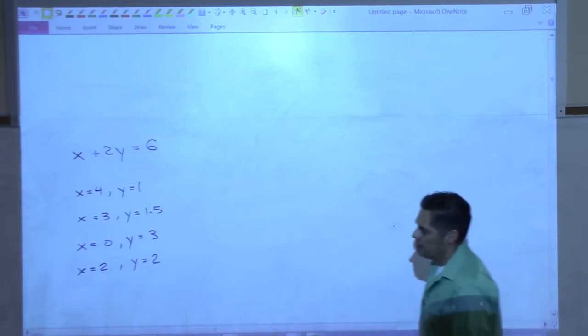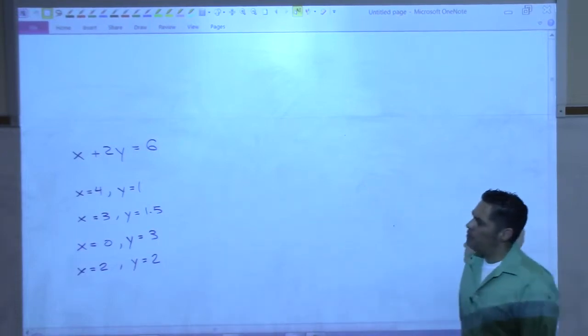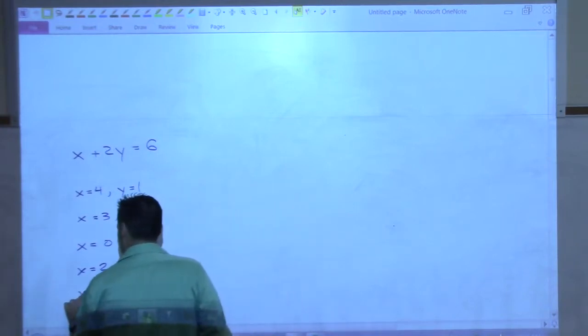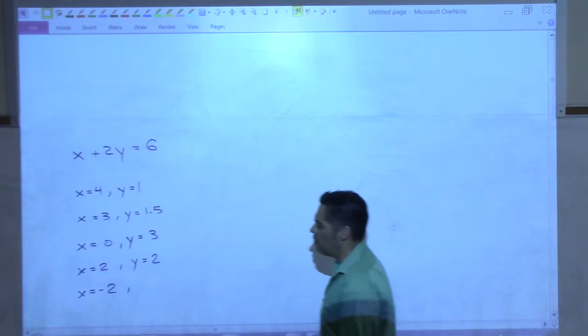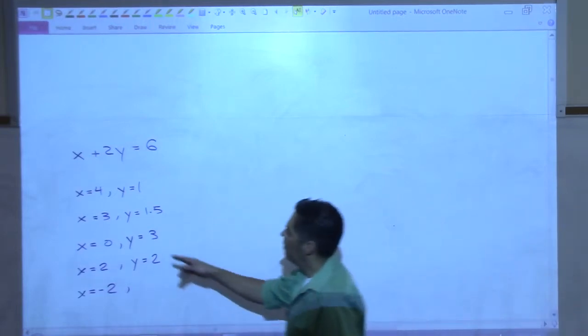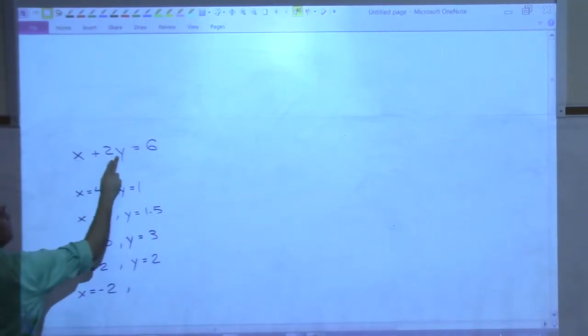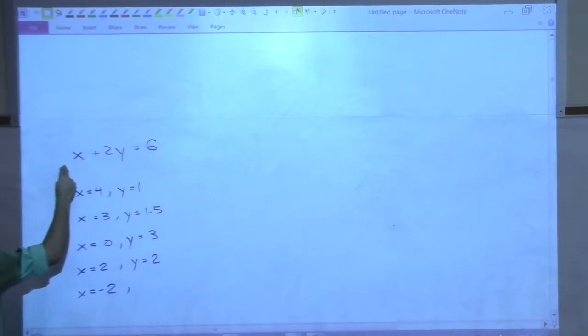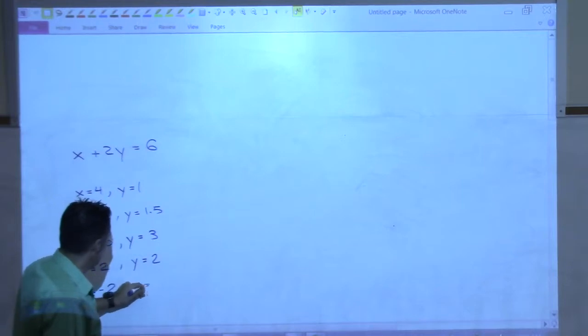Okay. Is there any way to make one of them negative? Like, could I do x is negative 2, let's say. Could you then find me a y that would work? 4. 4? What do y'all think? Yeah, you could plug in negative 2 here, plug in 4 here. 2 times 4 is 8, but then you're adding a negative 2, so that would bring it back down to 6. So 4 would work here.